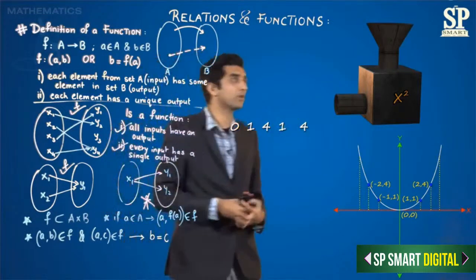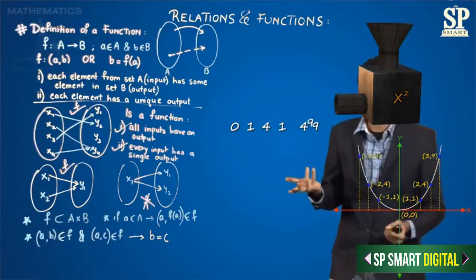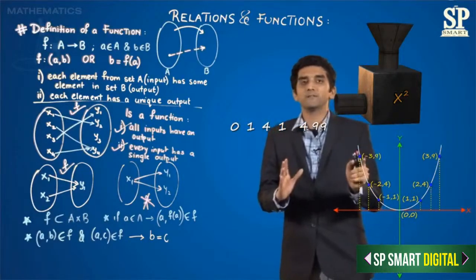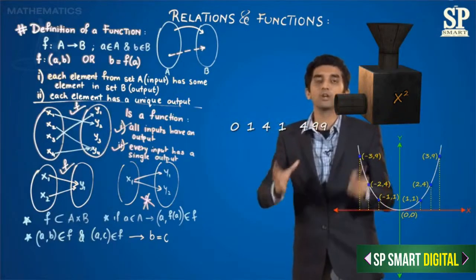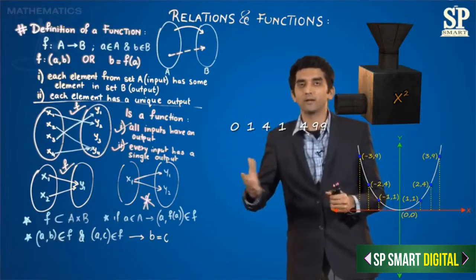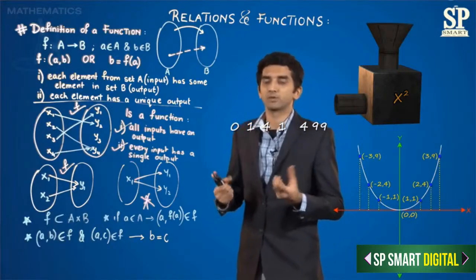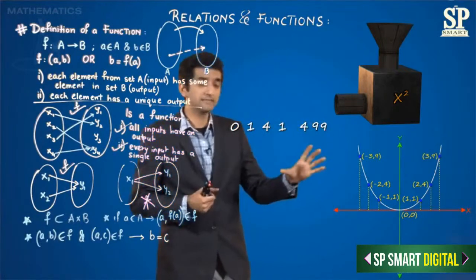You can have a few more examples. Putting 3, I get 9. Putting minus 3, I get 9 again. So this, my dear friends, is a function for sure. y is equal to f of x, where f of x is equal to x square. So you put an input of x, you get an output of x square.